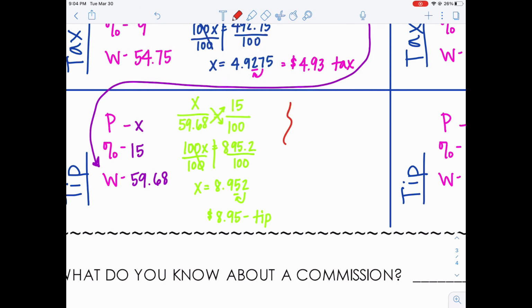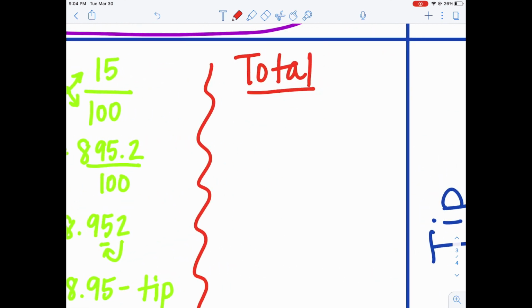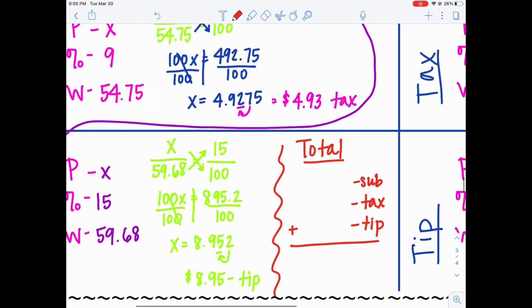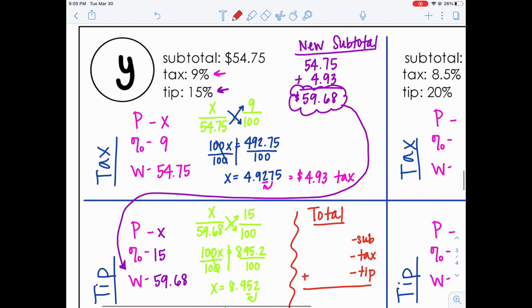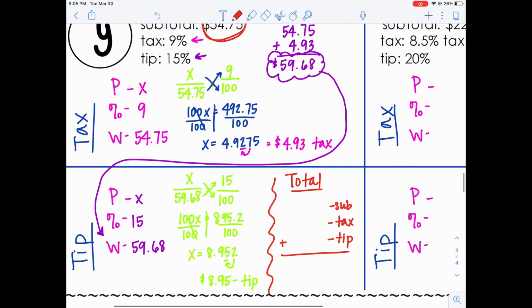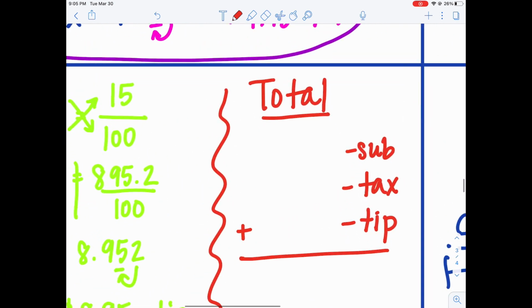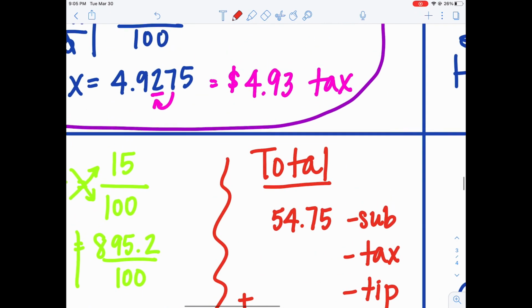Remember, to calculate the total amount, we need to take the original subtotal. We need to take the amount we found for tax and the amount we found for tip and add them all together. Looking back to my problem, the original subtotal is $54.75. The tax I found was $4.93.